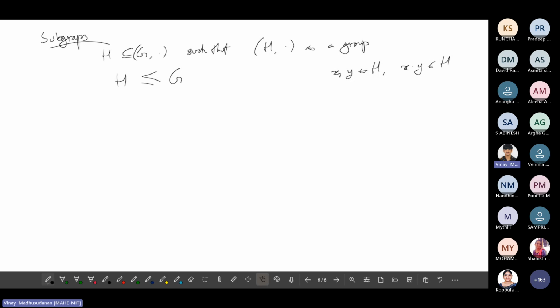So when you say there exists an identity element in H, what does that mean? There is some element E prime in H, so that if you take X in H, then X dot E prime equal to E prime dot X equal to X. Correct.